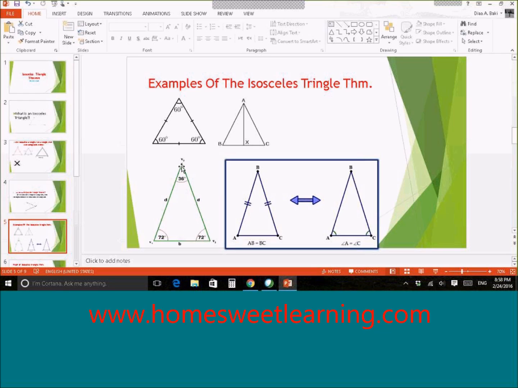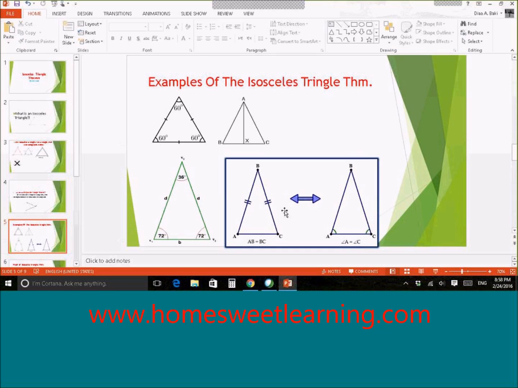You see that this side on the left, the first leg, V1, V2, its length is D. It's the same as the other side on the right, which also has the length D. So they are congruent. Now I look at which angle faces each one. The first side faces this angle here, and the other side faces this angle. And as the isosceles triangle theorem says, they should be congruent. And as you see, both angles are congruent and equal to 72 degrees.